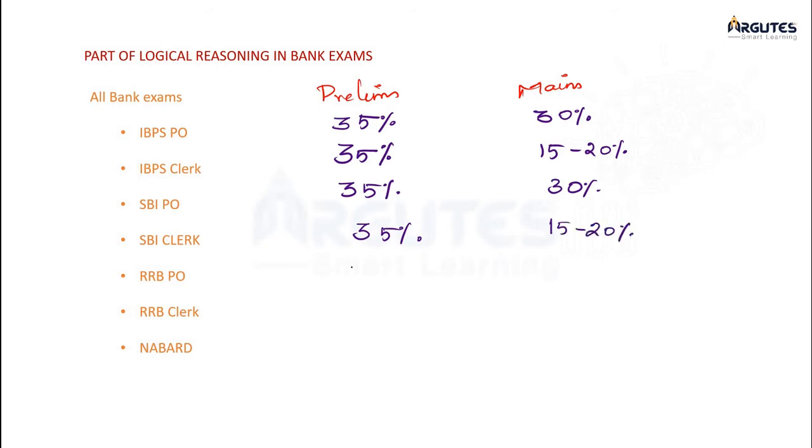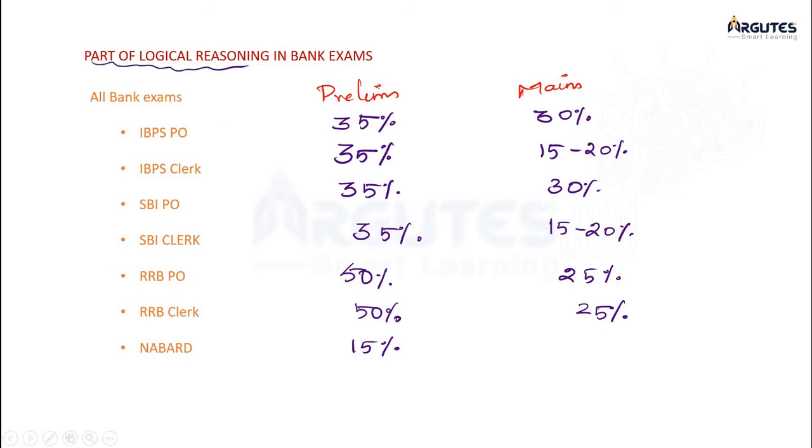For RRB, 50% is on reasoning, and here 25% of reasoning questions will be there in mains. In the same way for clerk, 50% of the questions in prelims and 25% in mains are reasoning. For NABARD, nearly 15% of the prelims questions will be reasoning. So these are the parts of logical reasoning in the bank exams.